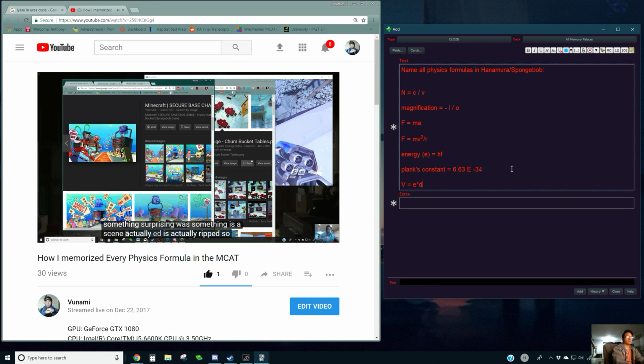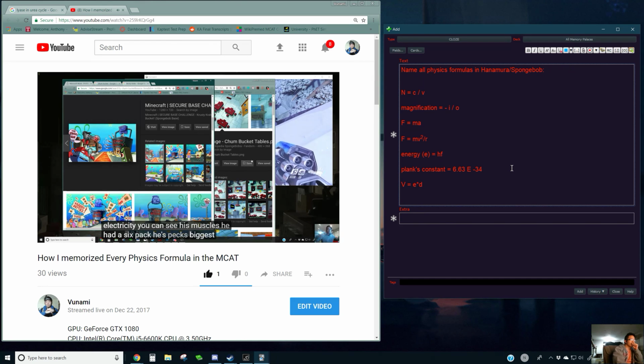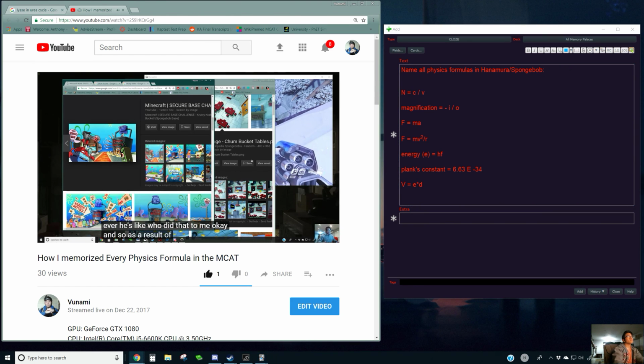Actually, Ed is actually ripped. So when his shirt was ripped out due to the electricity, you can see his muscles. He has a six-pack, pecs, biggest biceps ever. He's like, who did that to me? Okay? And so as a result of that electric shock, we're going to go through the next formula called electric field. So basically, Ed has an electric field, right? And the electric field is surrounding him, right? In an epic fashion. Okay?